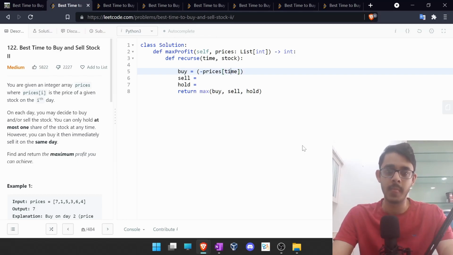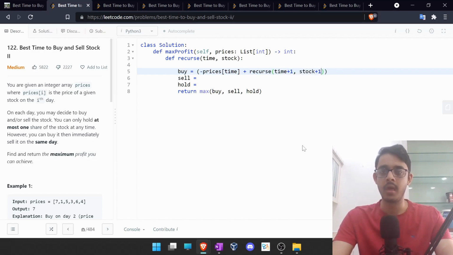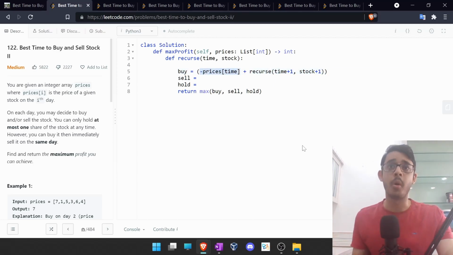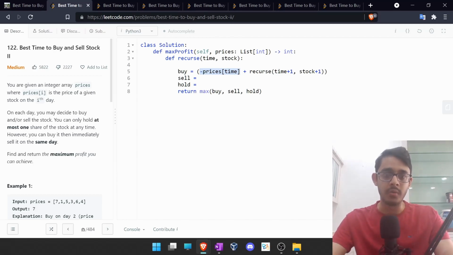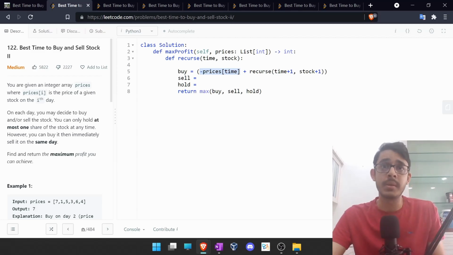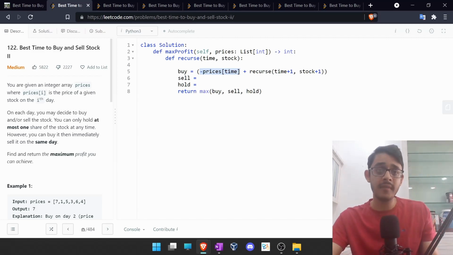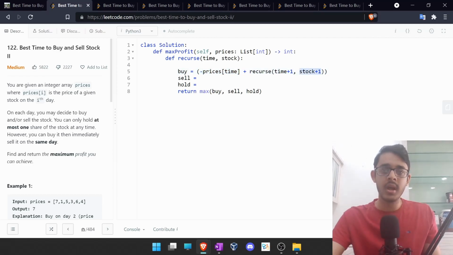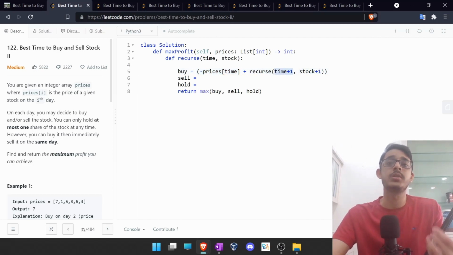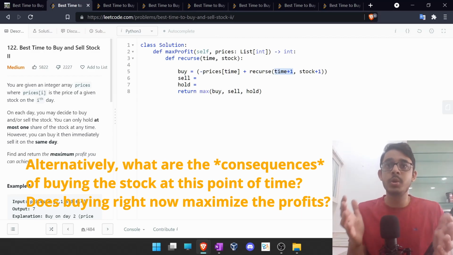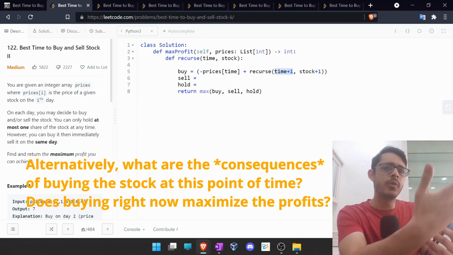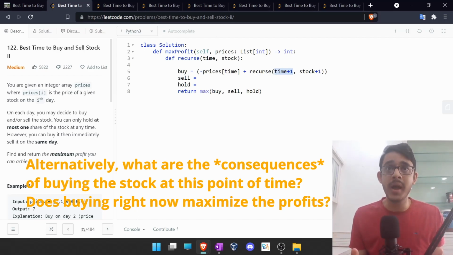So it's negative here. And I'm going to say plus recurse of time plus 1, stock plus 1. What does this mean? When I made the decision to buy a stock, I am going to encounter this price. I have to pay this amount of money. And now that I have the stock with me, I'm going to increase this counter, and I'm going to look into the future to see what is going to happen. If I make the decision to buy right now, I'll try to simulate what happens in the future if I made the decision to buy.